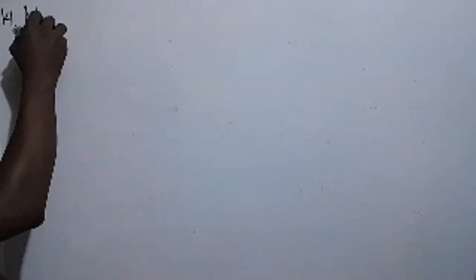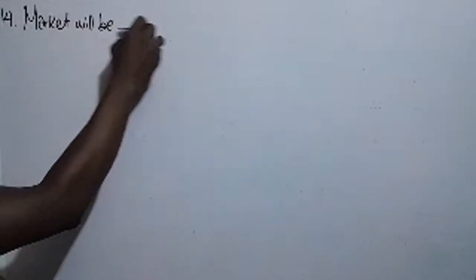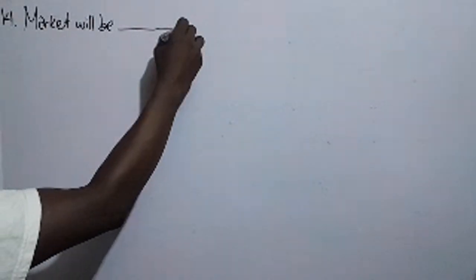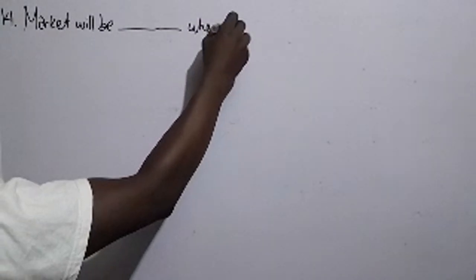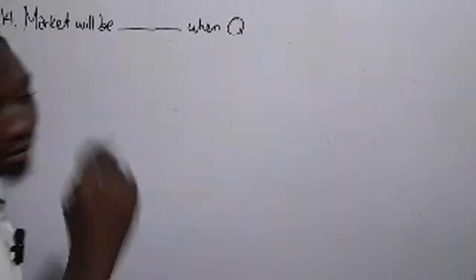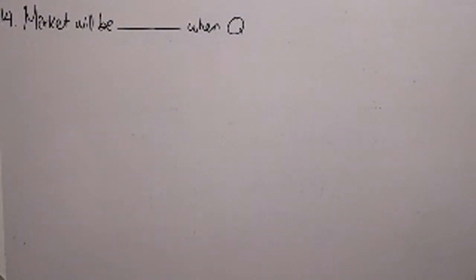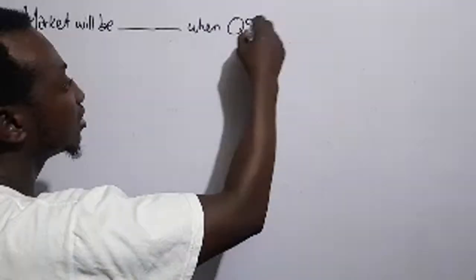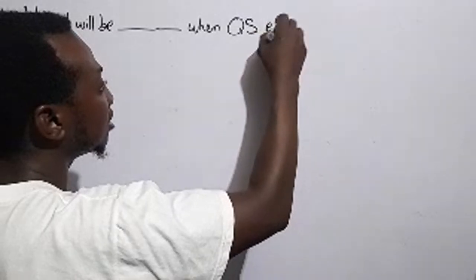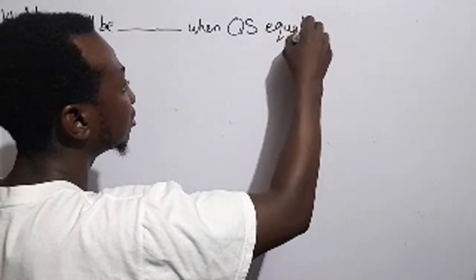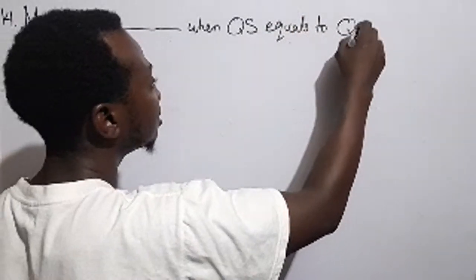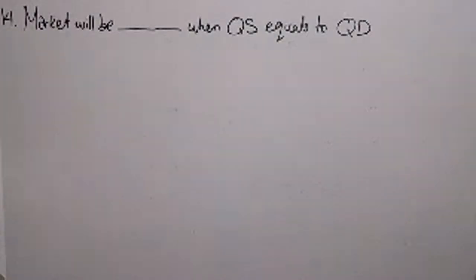Market will be dash when quantity supplied equals to quantity demanded. So market will be what?